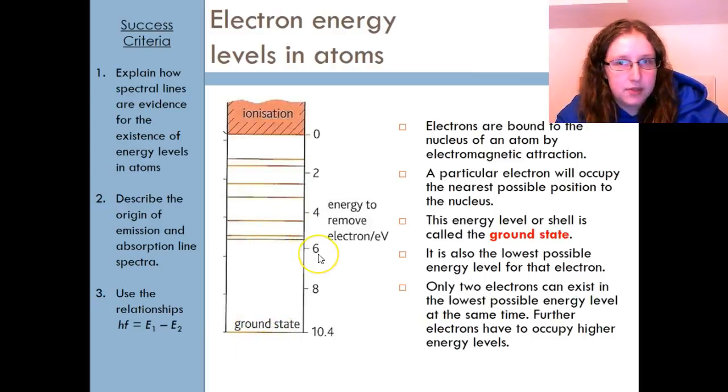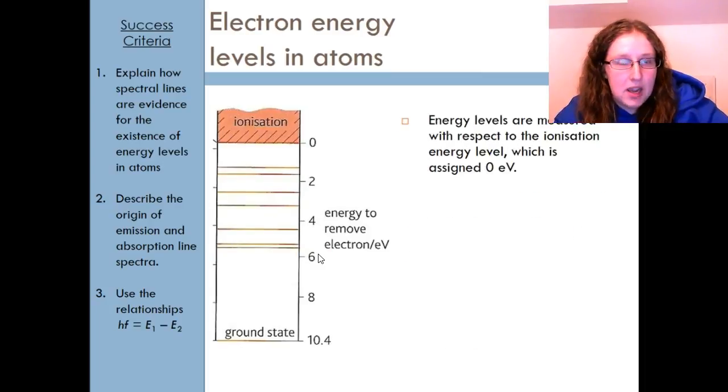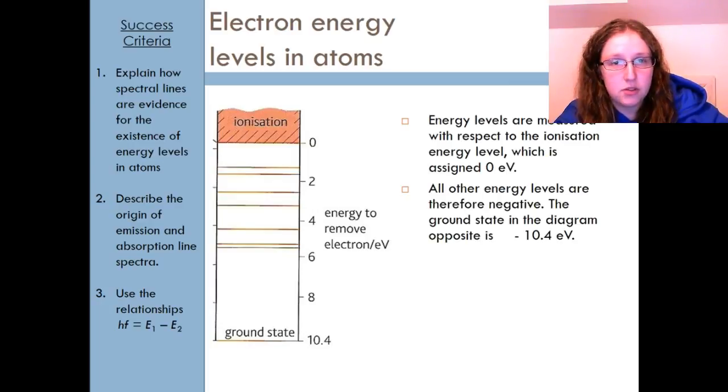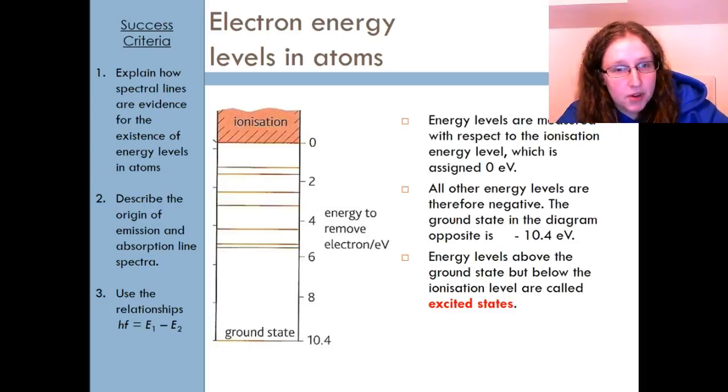So if I had 3 electrons, I could have 2 at the ground state and 1 at this energy level up here. As I was saying earlier, the energy levels are measured with respect to the ionization energy, which is assigned 0 electron volts. All other energy levels are therefore negative. So the ground state in this diagram is minus 10.4 electron volts. Energy levels above the ground state, but below the ionization level, are called excited states.